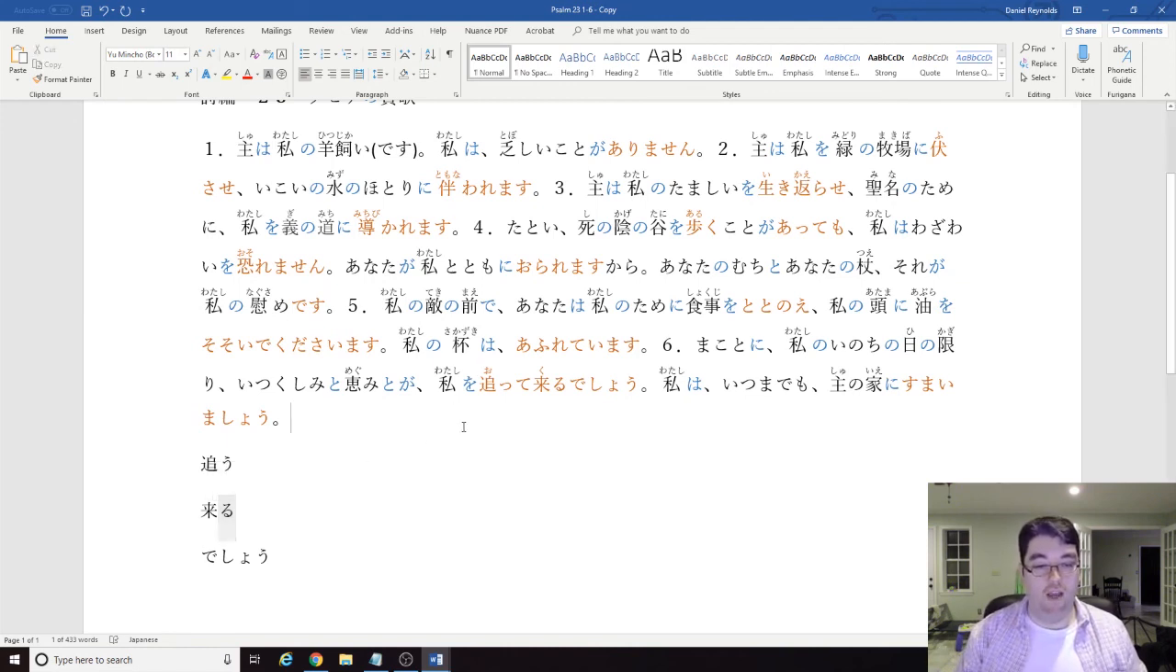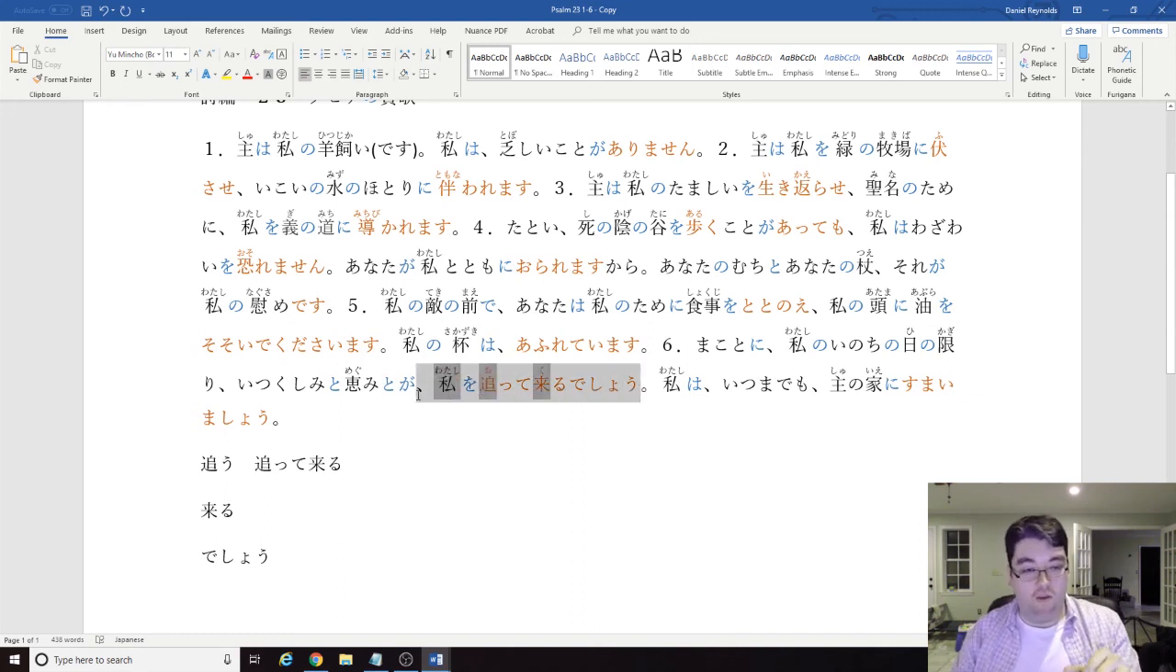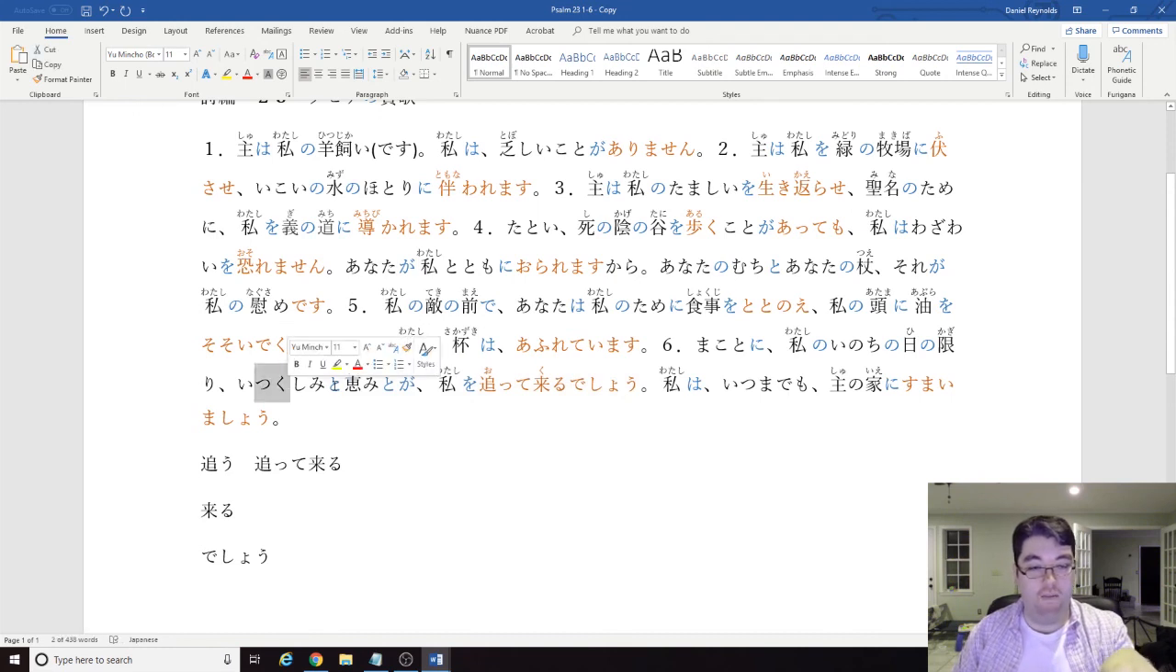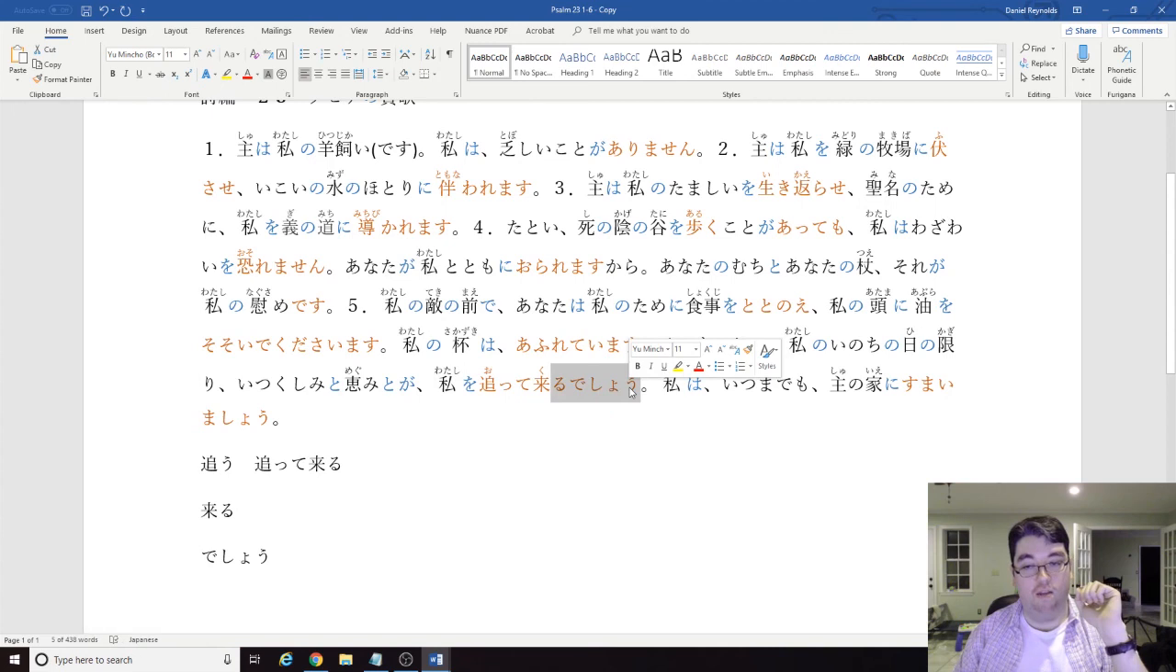So ou means to chase. Now this is the te form of ou, ote, chasing form. Kuru, coming after, showing the direction of it. Coming to me. Ote kuru desho. Okay, so watashi o. Something is chasing, coming to me, don't you think? So this is what it's talking about. Blessings, affection and blessings will chase and come after me, don't you think? So for all of my days of my life, affection and blessings are going to come after me, don't you think?